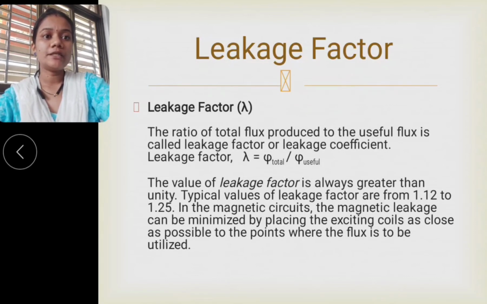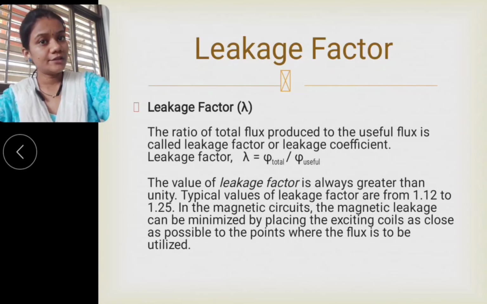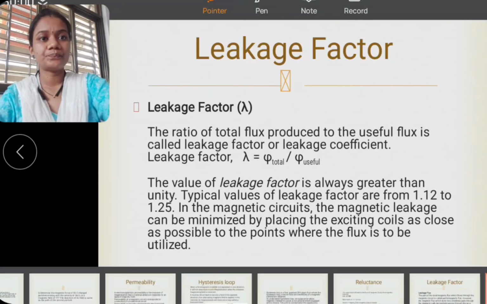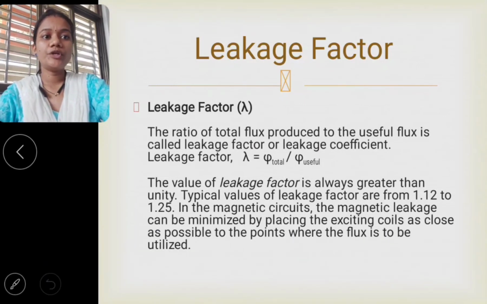The value of the leakage factor is always greater than unity. Typical values of leakage factor are from 1.12 to 1.25. In a magnetic circuit, the magnetic leakage can be minimized by placing the exciting coil as close as possible to the points where the flux is to be utilized.